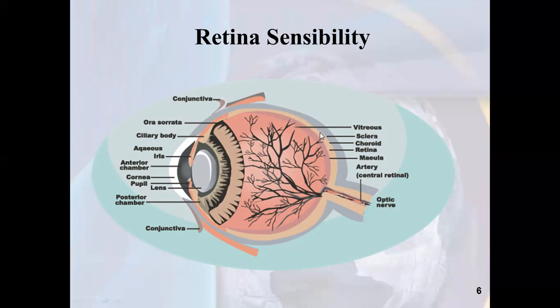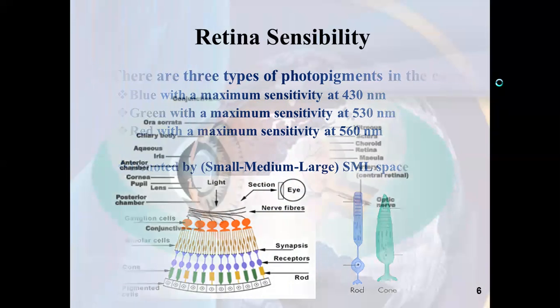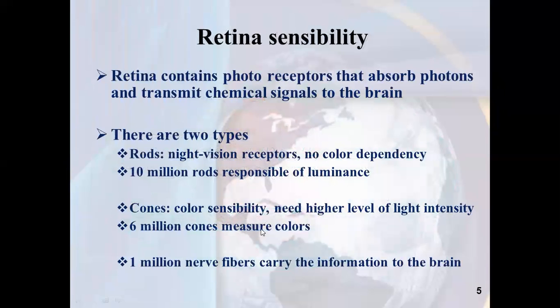And this is here the region of fovea, where we have the photoreceptors. Of course, the optic nerve goes to the brain. So, retina sensibility: there are 3 types of photopigment in the cones. The cones, as we said, are responsible for differentiating the colors. And we have 6 million cones that measure the colors.